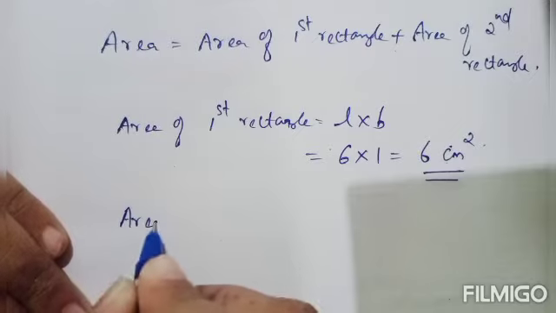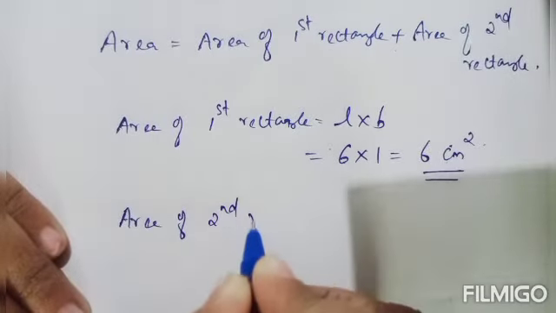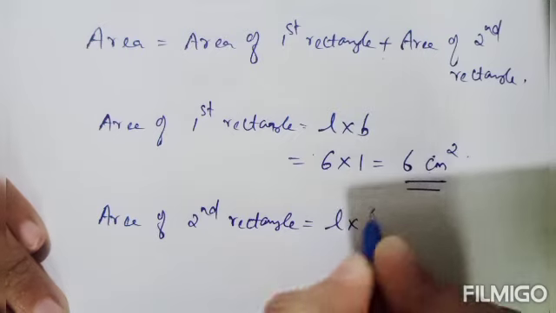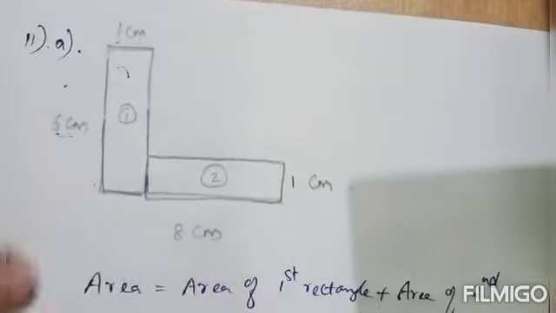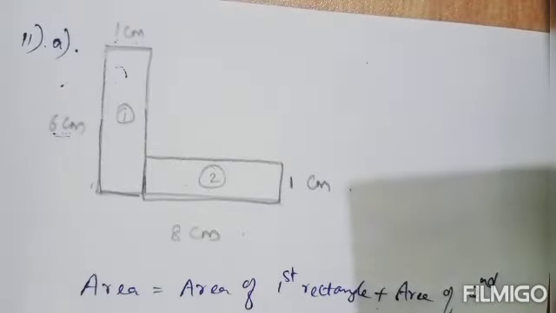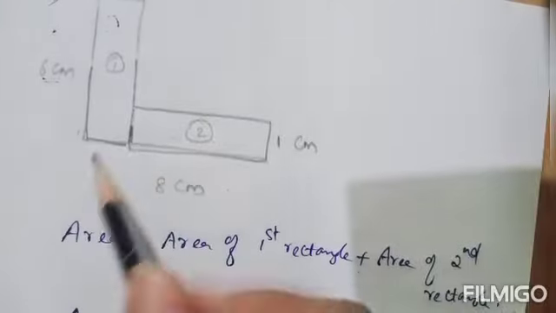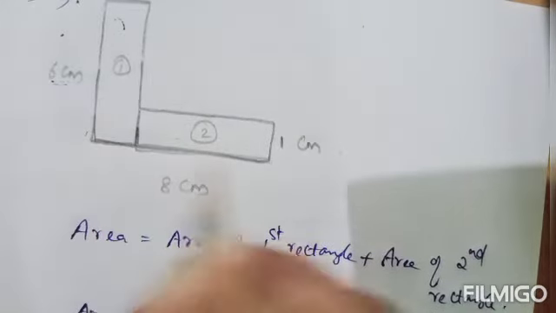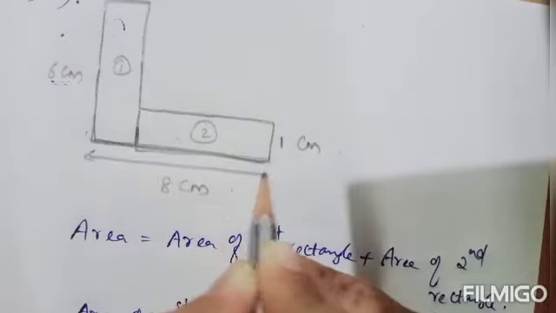Now the area of the second rectangle. That is also the length into breadth formula. Here you can see, for the second rectangle, its length is not given. The length of this full side is given as 8 centimeter.